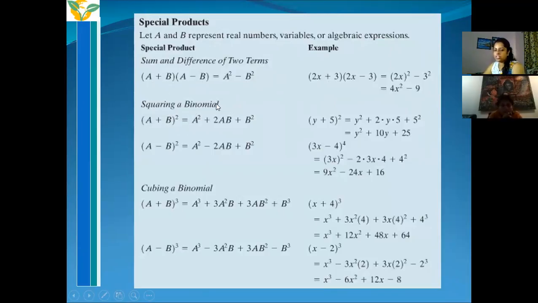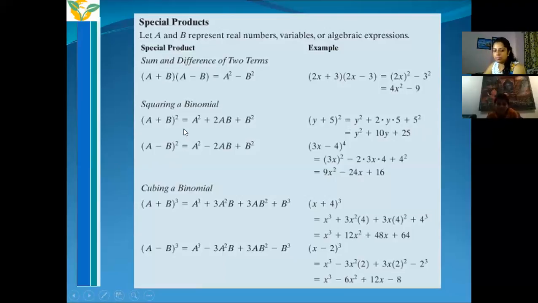Of course, I have discussed both the things with you. Squaring a binomial with addition, squaring a binomial with a difference. So when it is addition, it's what? a square plus 2ab plus b square. So the example I have written is (y plus 5) whole square is equal to y square plus 2 into y into 5 plus 5 square. That is y square plus 10y plus 25.